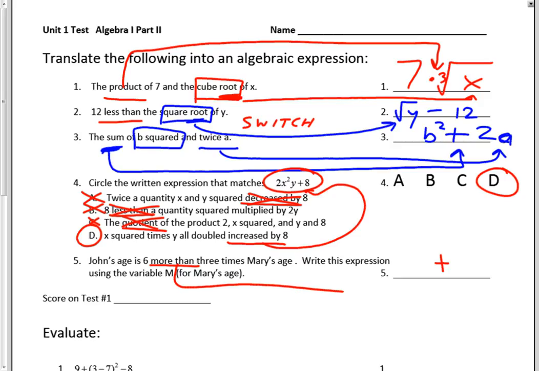If I see more than, I'm talking addition. John's age is 6 more than 3 times Mary's age. 3M. You could have written it 3M plus 6. If it's half right, it's half wrong, and you put it onto your correction.